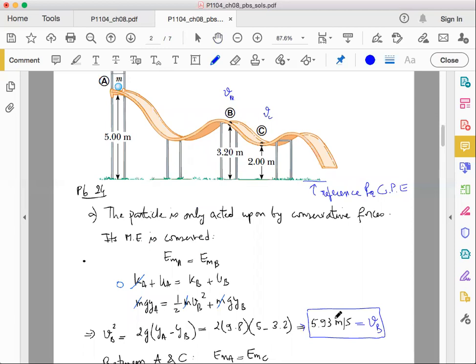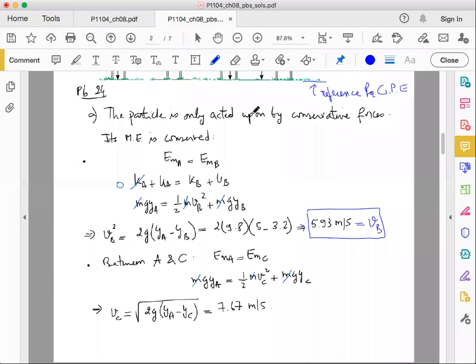Now, let's move on with the second part. We were required to determine as well the speed at the point C. So in the same way, we apply the conservation of mechanical energy between points A and C. Nothing changes for the point A. And for the point C, we define its energy as half m vC squared plus m g yC.